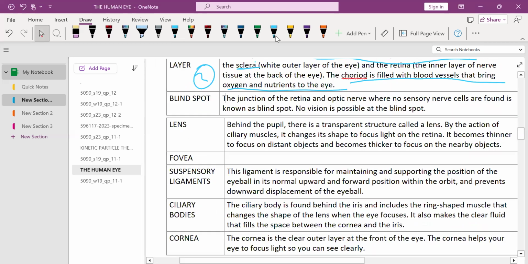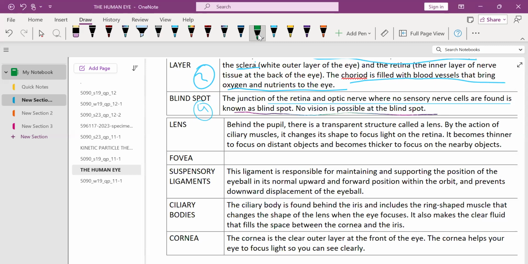Then the fourth part of the eye is the blind spot. The blind spot is the junction of the retina and the optic nerve where no sensory cells are found. At the blind spot, no sensory cells are found, so that's why it is known as the blind spot, and no vision is possible there. No image is formed at the blind spot, so you cannot see anything.